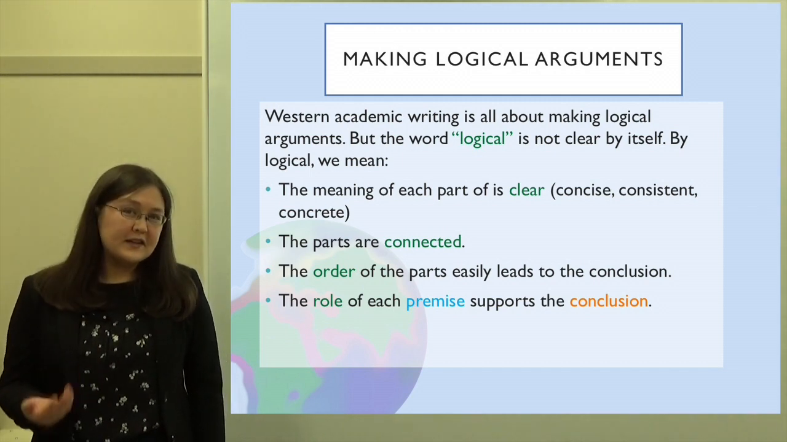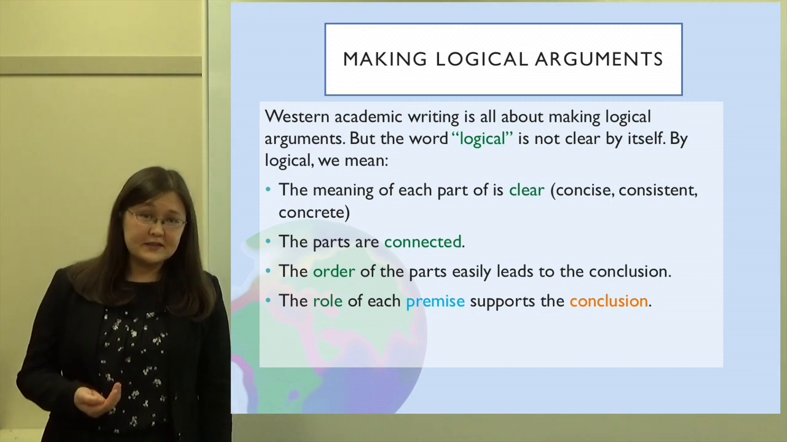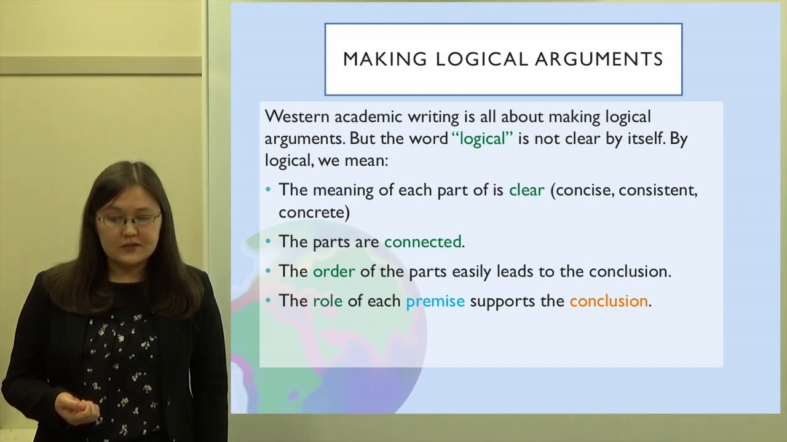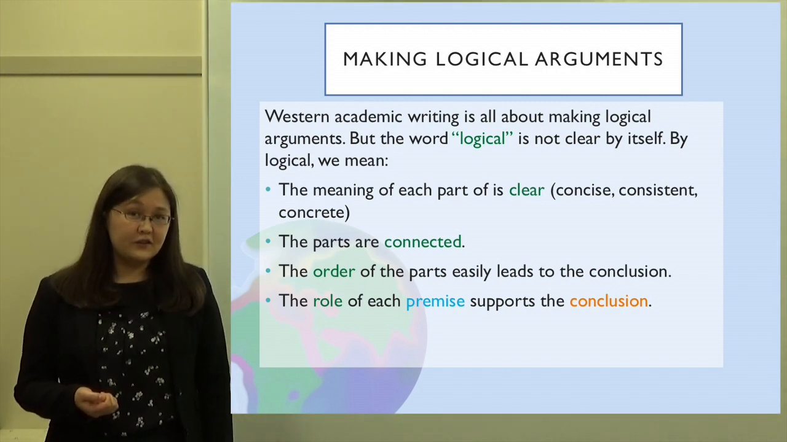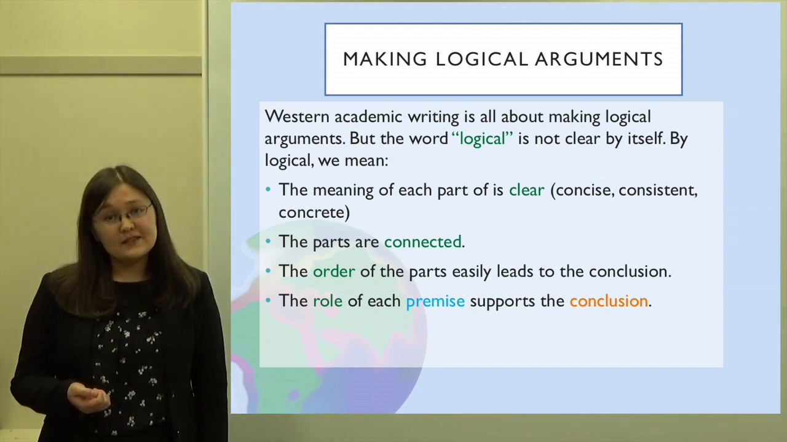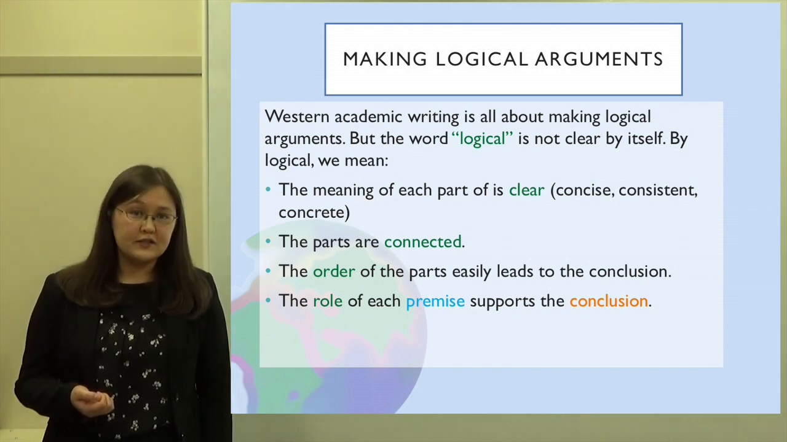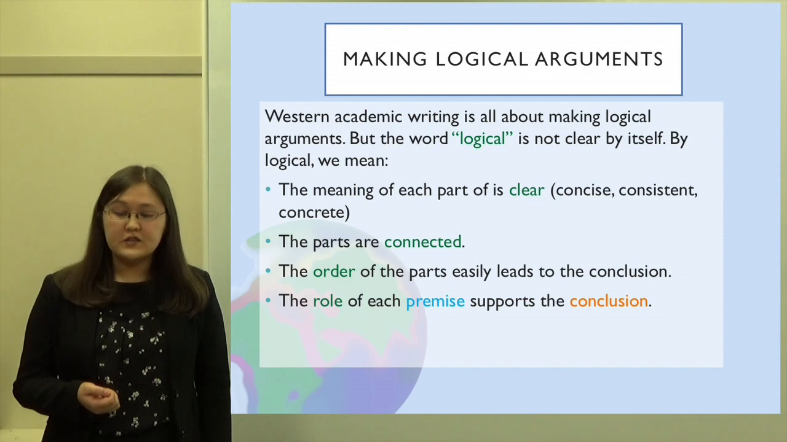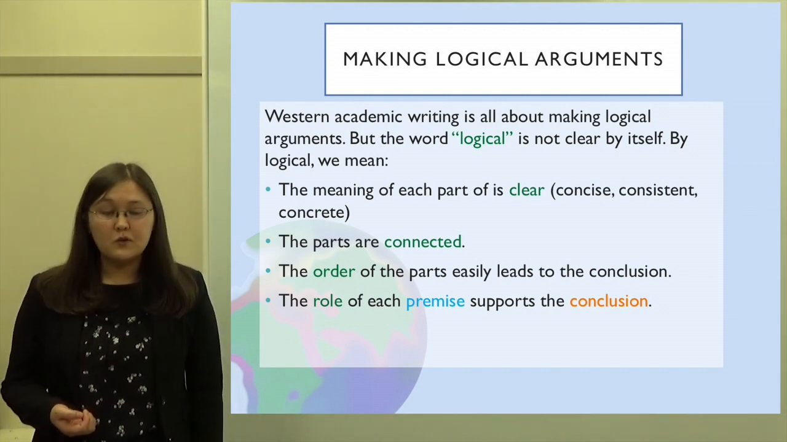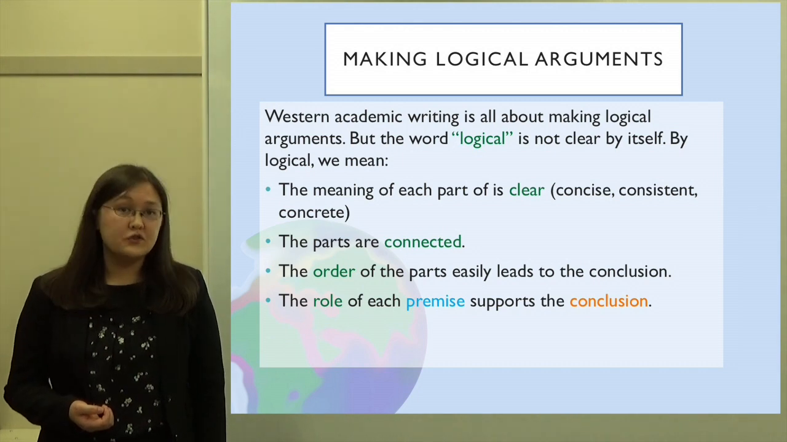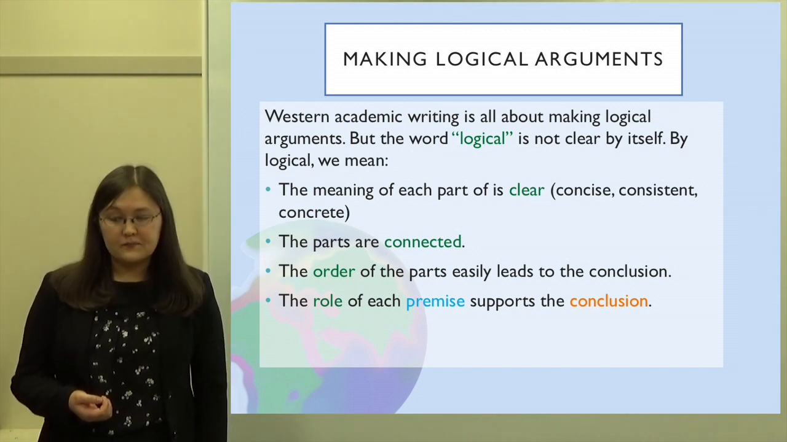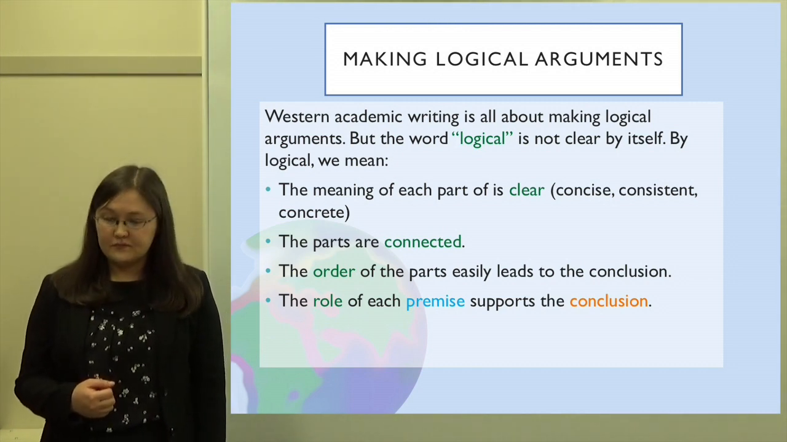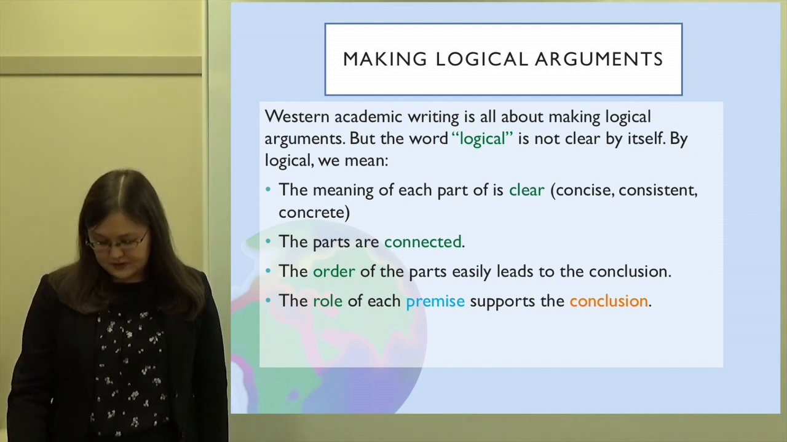Maybe the word logical is not so clear and easy to understand just by itself. So let me try to help explain. In logical arguments, the meaning of each part is clear. So we can say concise, consistent, and concrete. These three CON words. Concise, consistent, concrete. So it is clear, easy to read. The parts are connected in the correct Western structure. The order of the parts easily leads us to understand the conclusion makes sense. That is true. And each premise supports the conclusion.